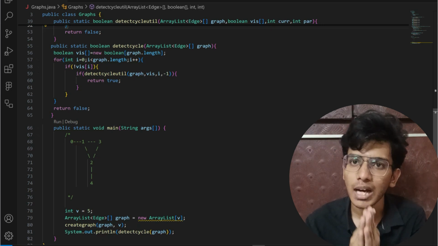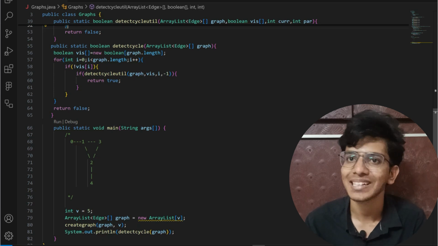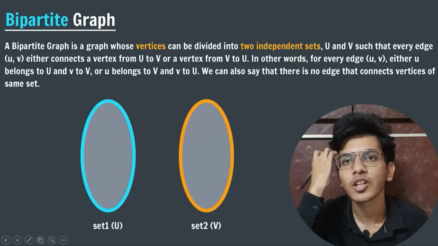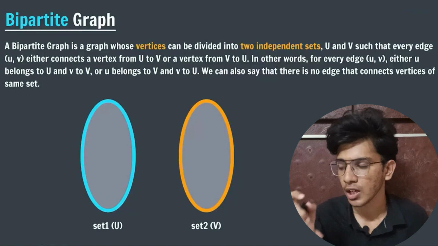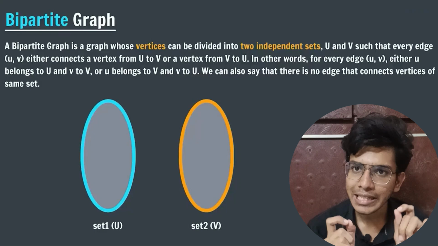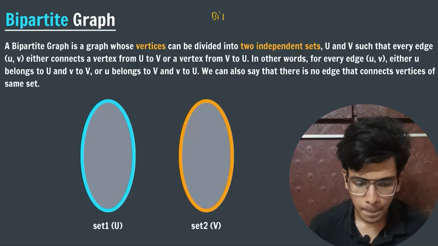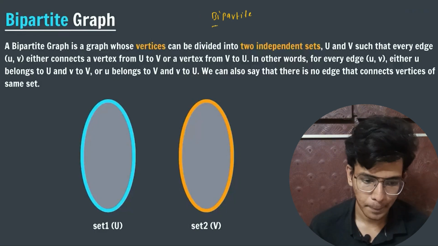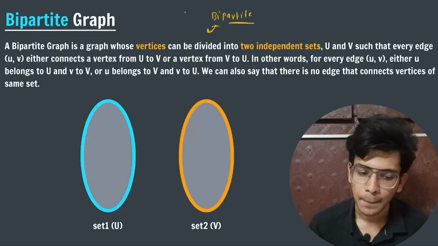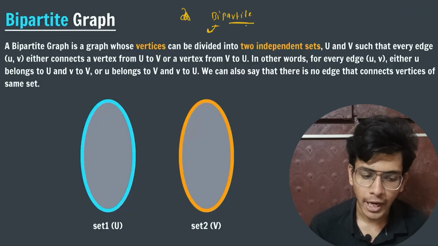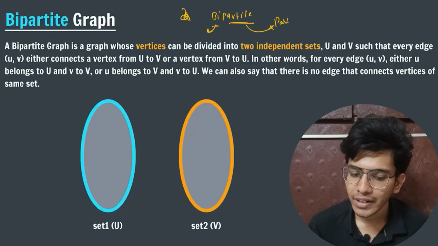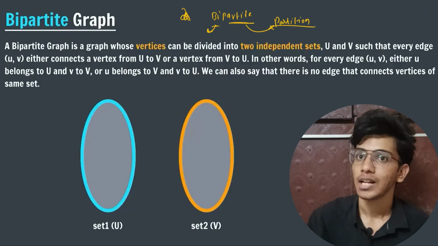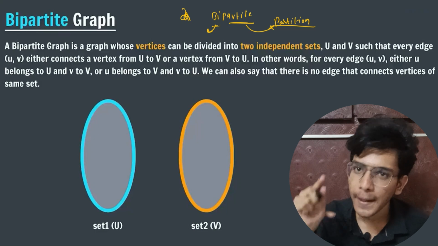Now let us talk about an interesting concept called the bipartite graph. Bipartite is made up of two words, bi and partite. Bi means two and partite means partition, dividing our graph into two independent sets. That thing is known as a bipartite graph.